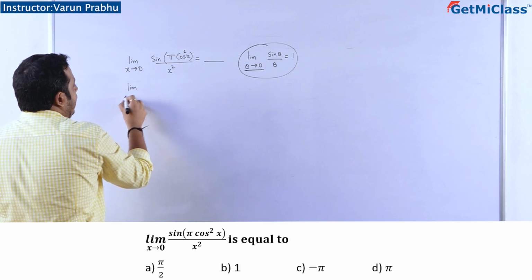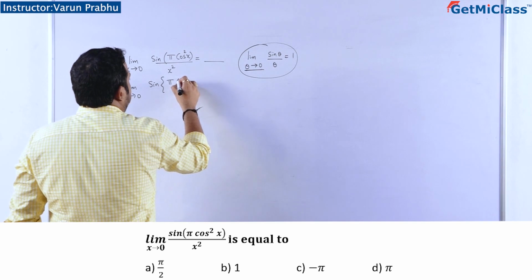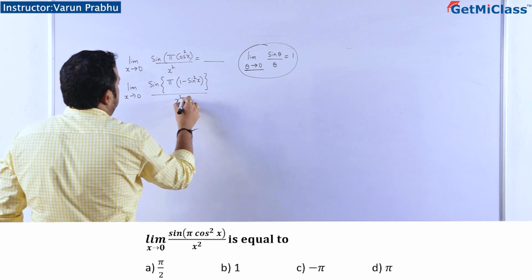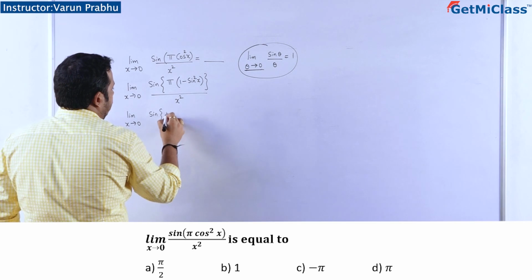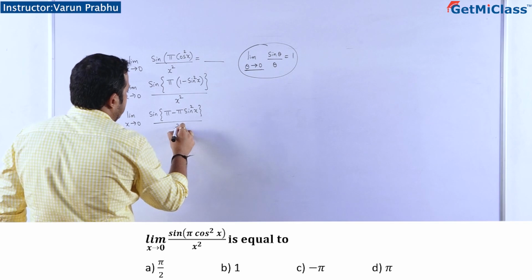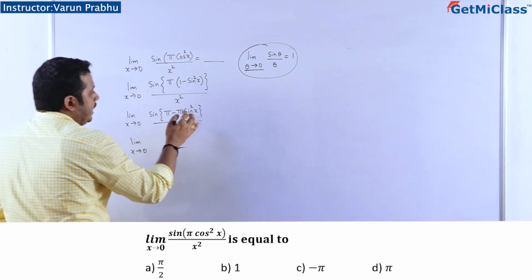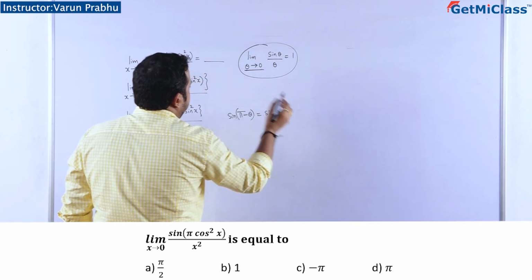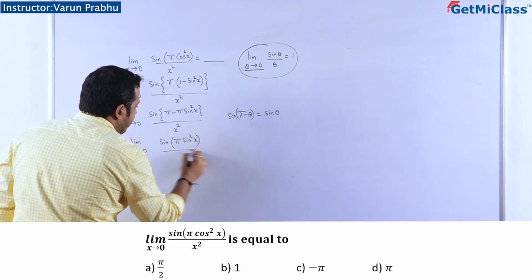So what we'll do: limiting value of x tending to 0, sine of pi cos squared x, which can be written as 1 minus sine squared x, divided by x square. So limiting value of x tending to 0 of sine of pi minus pi sine squared x, divided by x square. Now sine of pi minus theta, what is the answer? This is equal to sine theta. So your answer to the question will be sine of pi sine squared x divided by x square.